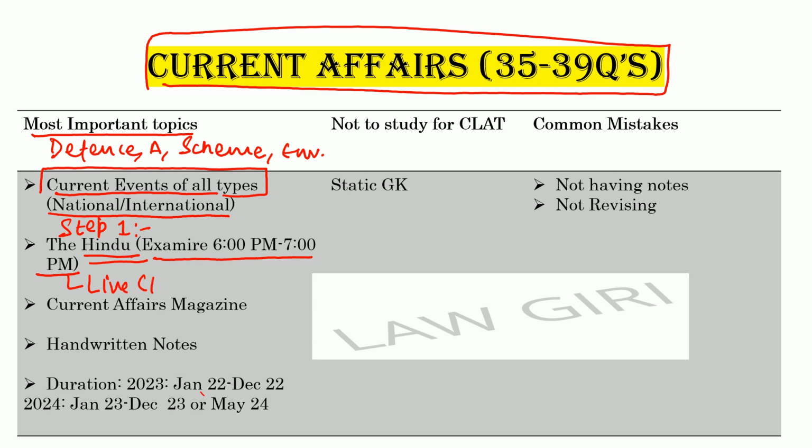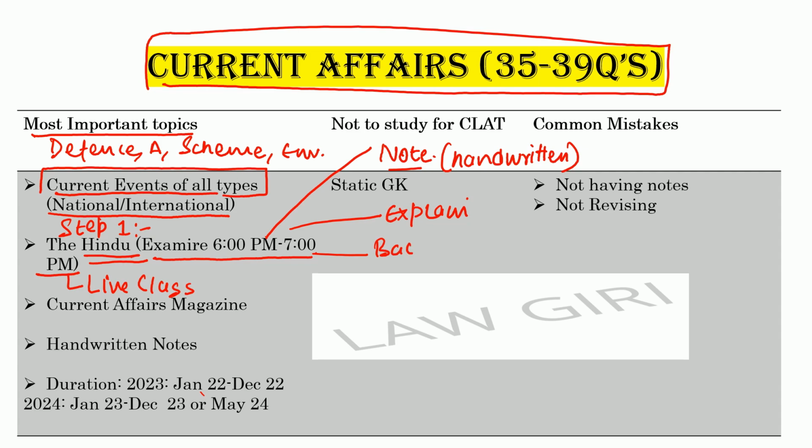Attend that class. The best part in this class is, number one, I tell you what you have to note, so you can make your handwritten notes, right? Number two, I explain everything. Number three, I tell you the background of the thing. Number four, we are also able to cover the vocabulary because I tell you the meaning of the new words. So these are the things that we do. It is a 1 hour class.